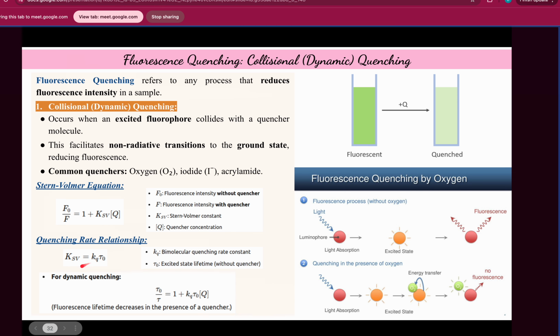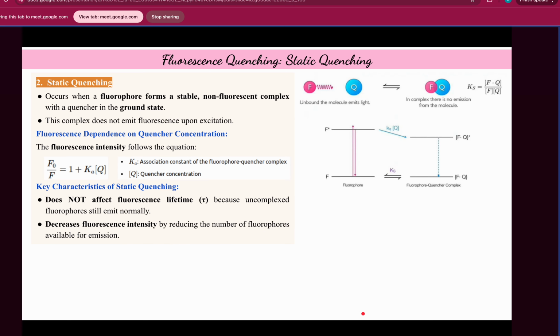And then the quenching rate, KSV, the Stern-Volmer constant, equals KQ tau 0, where KQ is the bimolecular quenching rate constant and tau 0 is the excited state lifetime without quencher. This is another relationship: tau naught over tau equals 1 plus KQ tau naught Q, which means fluorescence lifetime decreases in the presence of quencher. So this is about collisional quenching, and you only have to keep one thing in mind: due to the collision, light is not emitted because a non-radiative transition happens. Now, the second type of quenching is static quenching.